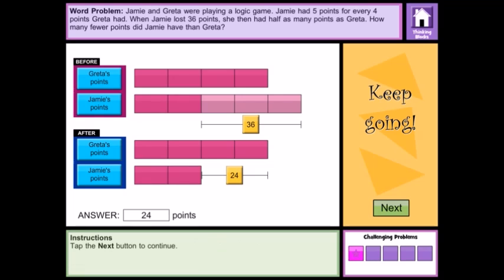We know that 36 points is represented by 3 blocks. So each of those blocks is worth 12 points. That helps us work out that Greta has 2 extra blocks, and if each one represents 12 points, then she must have 24 points more than Jamie. So that's the answer to our question.